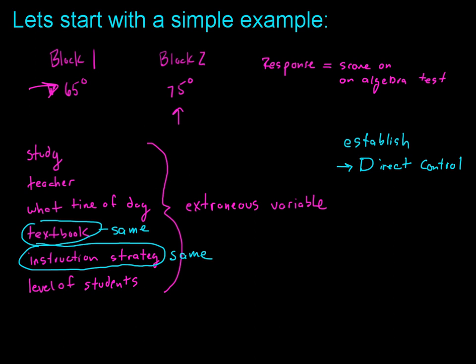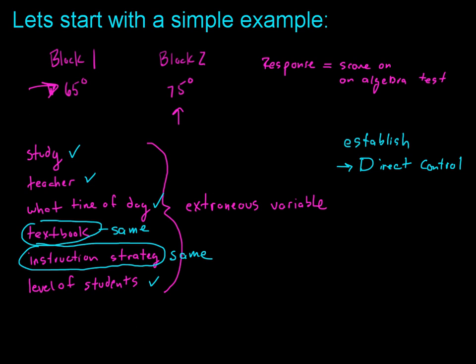What are some things we can't change? Well, maybe we can't change who their teacher is. So one teacher has Mr. Lipinski, one teacher has Mr. McNair. We can't change that. Something else we can't control: we can't control how long a kid studies for. We can't control if one kid is an honors student and another kid is not. What time of day they take the test. We can't necessarily control for that.